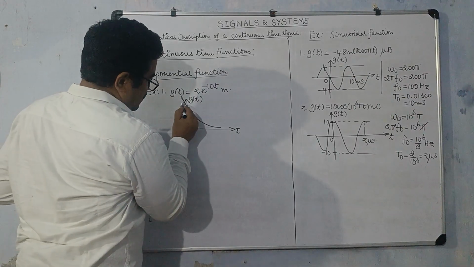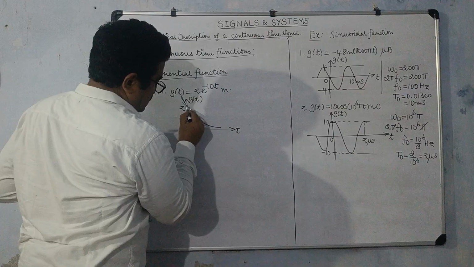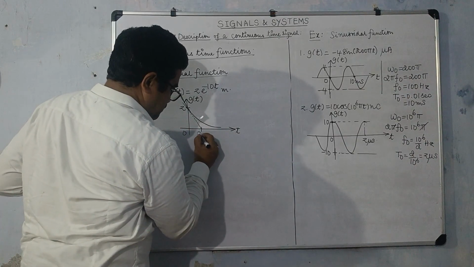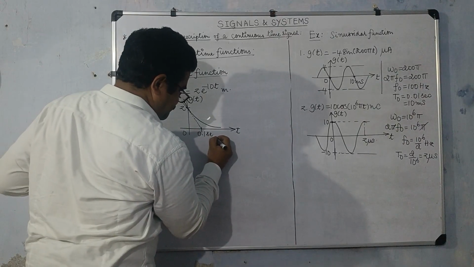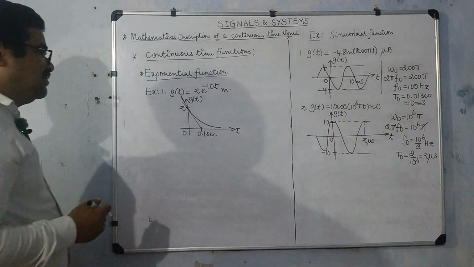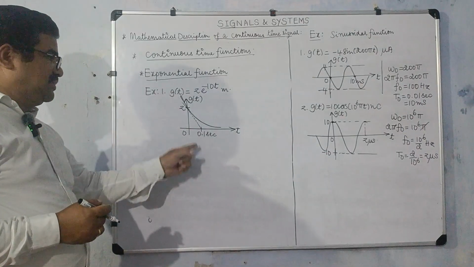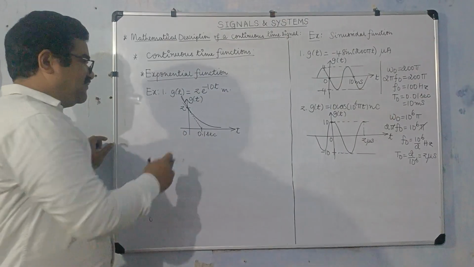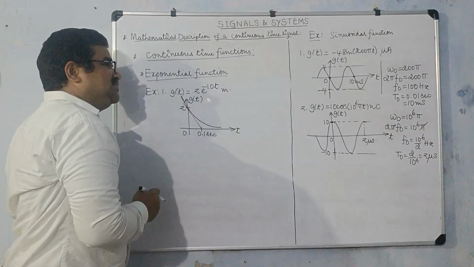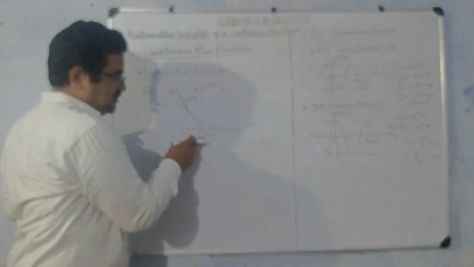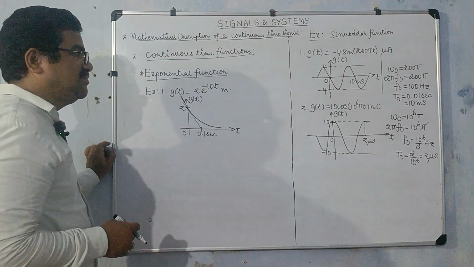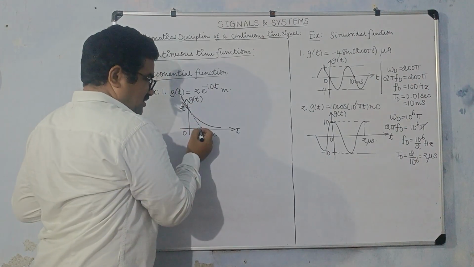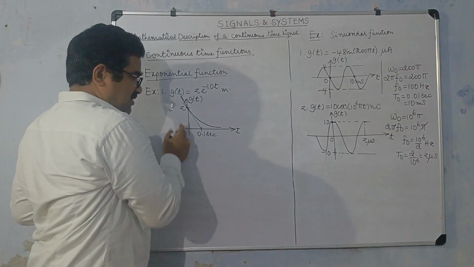Now if I draw a tangent at t equal to 0, it is cutting my time axis at 0.1 second. If I draw a tangent to this exponential function at t equal to 0, it is going to cut my time axis at 0.1 second. We can determine it. How do we determine it? We have to determine the equation for this.